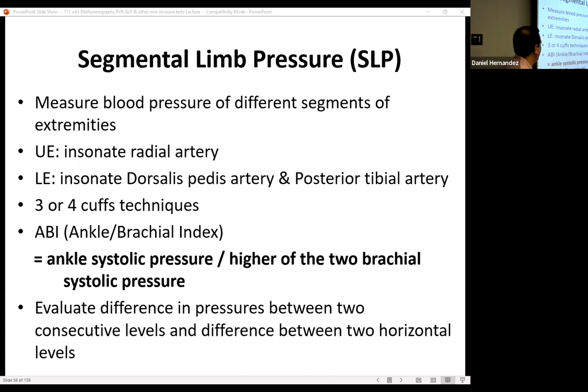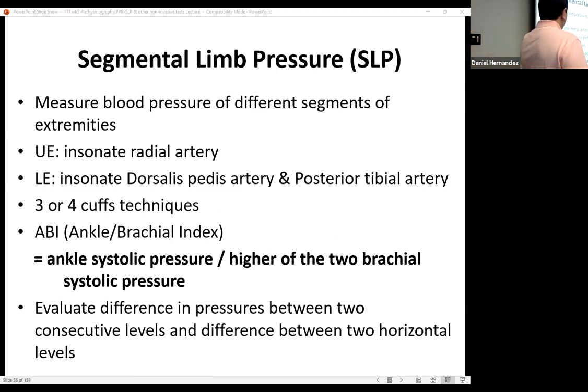Segmental limb pressures now. So we started being able to take limb pressures in the lab. For this test, when we're looking at the lower extremities, we're going to insonate our radial artery, get our brachial pressure. And then we insonate, or listen to, the dorsalis pedis artery, as well as the posterior tibial artery. Again, we can either use a 3 or 4 cuff technique, depending on the lab.